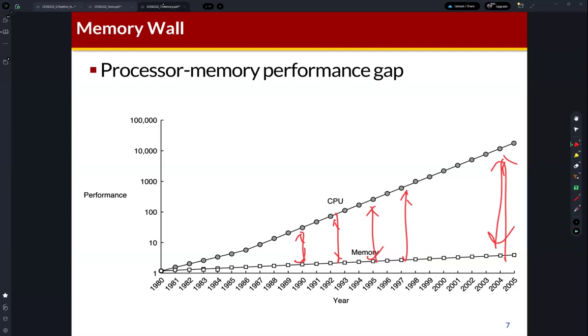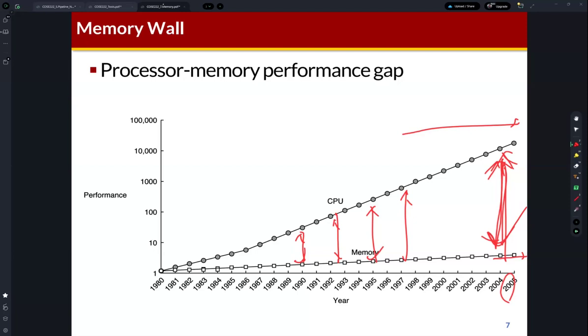And then this graph shows that the performance gap is increasing. Recently, you can find the year is 2005, which means the CPU performance is saturating, while the memory performance is still increasing. So this gap is decreasing. But anyway, you can observe the huge performance gap between processor and memory, right? So memory is slow.